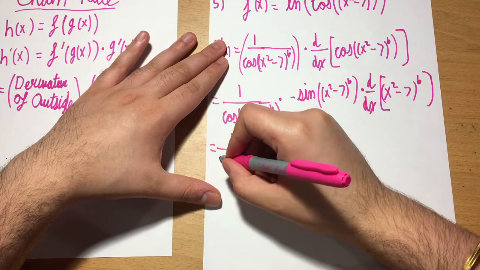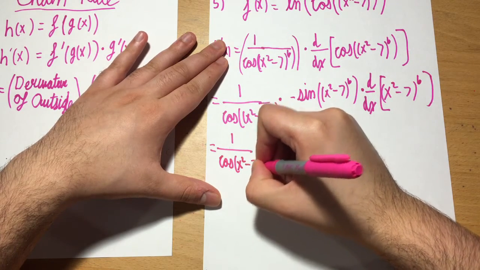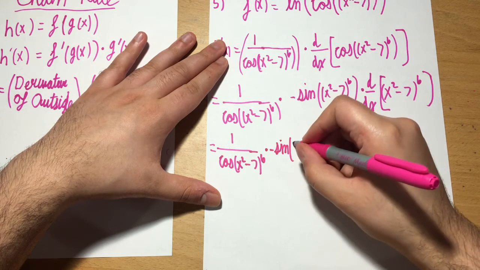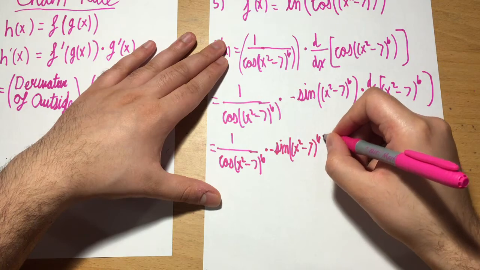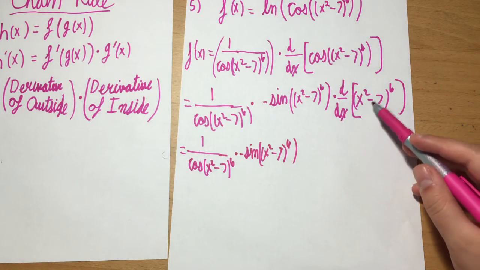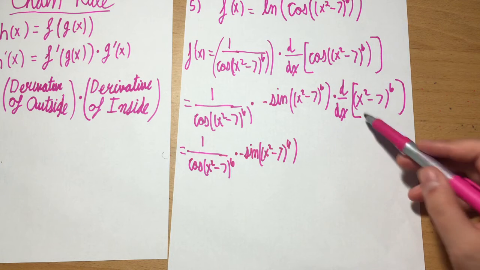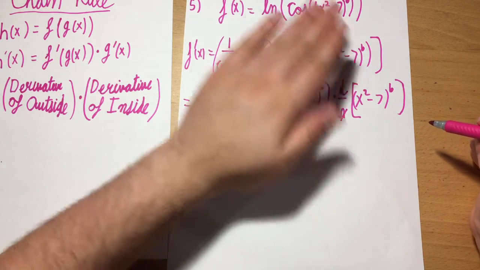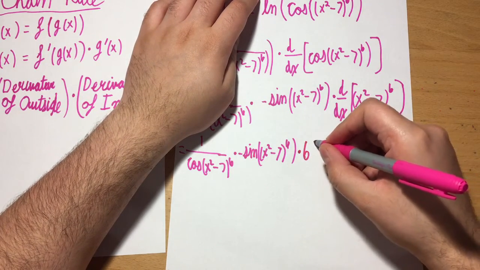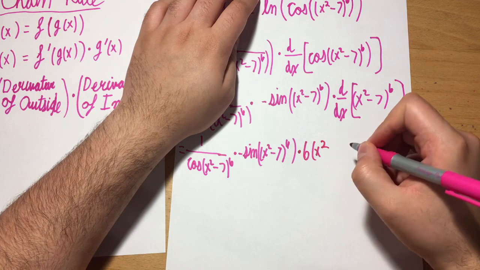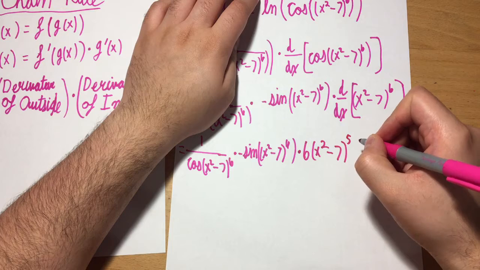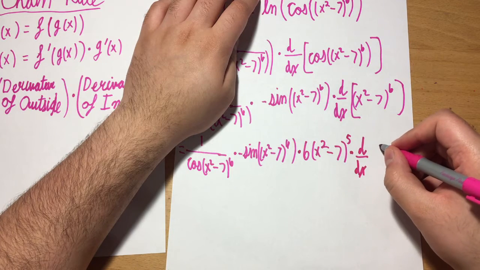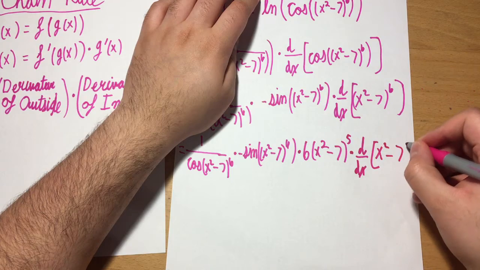So here I still have my 1 over cosine of (x squared minus 7) raised to the 6th, multiplied by negative sine of (x squared minus 7) raised to the 6th. And now I have to multiply by the derivative of (x squared minus 7) all raised to the 6th. Now this is very similar to the previous examples we did. This is an easy chain rule to compute. The outside is this power of 6, which now becomes 6 multiplied by (x squared minus 7) to the 5th. And we have to multiply by the inside stuff, d over dx of x squared minus 7, right?